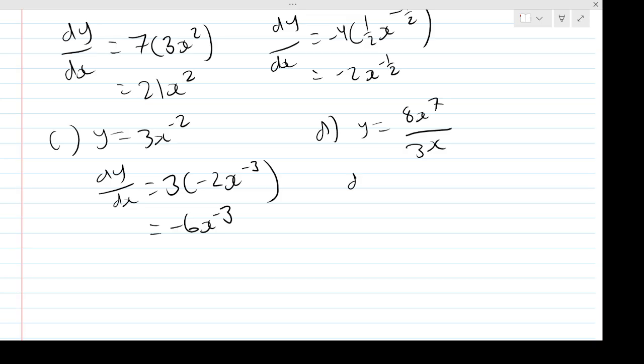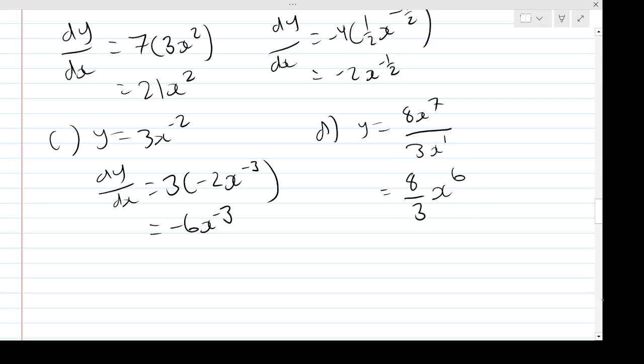Well, firstly, we can deal with the numbers first. So it's 8 over 3, and then we deal with the x's. So then x to the 7 over x, well, again, x is just x to the power of 1. And then we can subtract the powers. So it's then going to be x to the 7 minus 1, which is 6. Okay? Again, remember your index laws. We can simplify in this way. So that's my simplified expression.